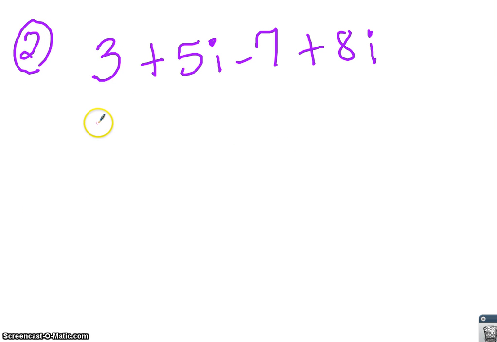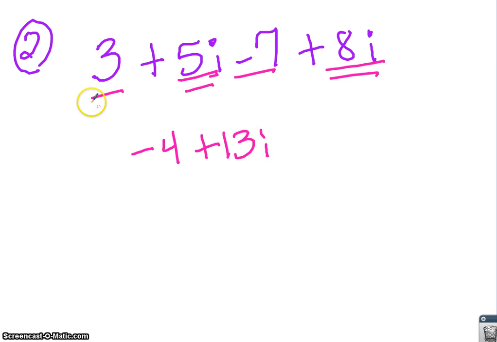When you have i's in your problem, you're just looking at combining like terms. You don't make any changes. 3 minus 7 is negative 4. 5i plus 8i is plus 13i.